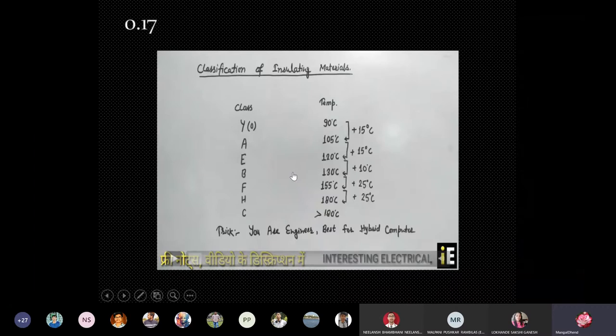I hope you have taken your pen and notebook also with you. And the notebook is separate, material science. That is important for your attendance verification.